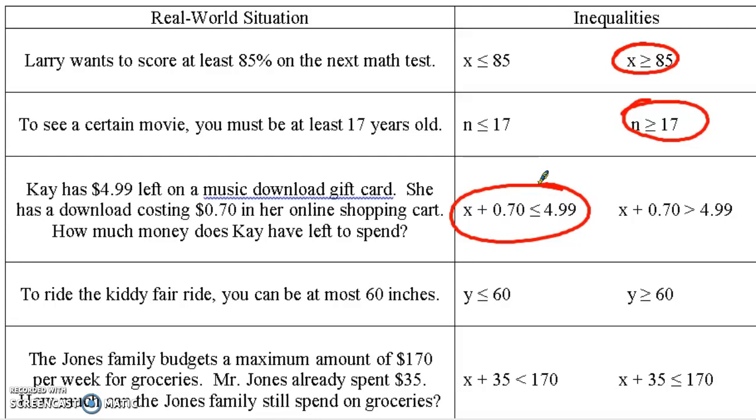You can be 60 inches, you just can't be any bigger than 60 inches. So at most means less than or equal to. The Jones family budgets a maximum of $170 per week for groceries. Mr. Jones has already spent $35. How much can he still spend on groceries? So x plus 35 is less than or equal to 170, because what he can still spend, plus the 35 that he's already spent, is less than or equal to the total 170 that he has budgeted.